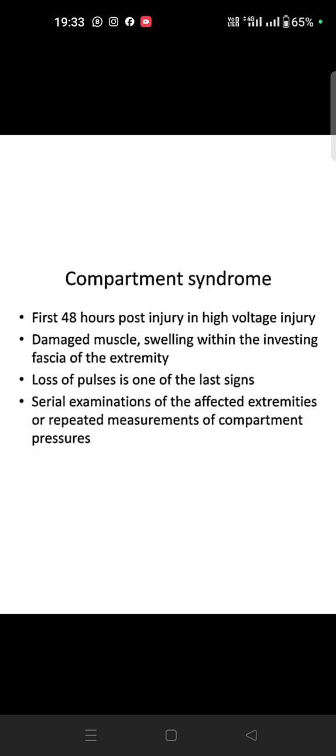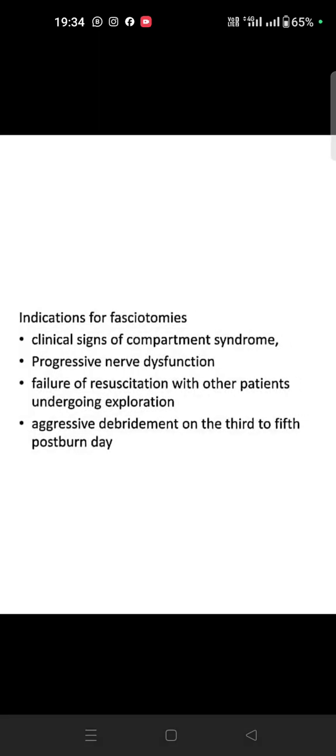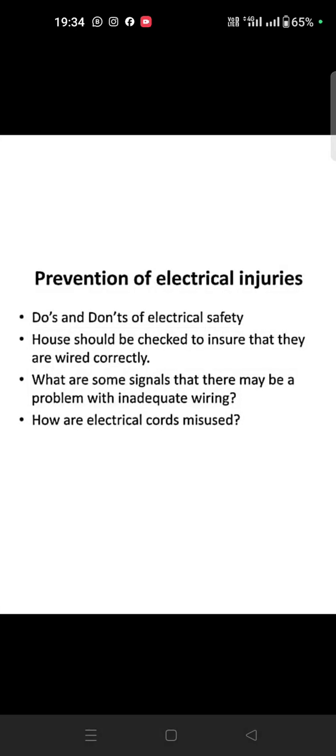Compartment syndrome occurs in the first 48 hours post injury. High voltage injuries damage the muscles, and swelling within the investing fascia of the extremities occurs. Loss of pulse is one of the late signs. Serial examination of the extremities with repeated measurement of compartment pressure is done, and we can perform fasciotomies. Indications include clinical signs of compartment syndrome, progressive nerve dysfunction, and failure of resuscitation. Wound debridement and exploration are done on the third and fourth post-burn day.